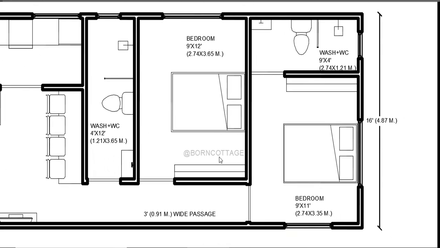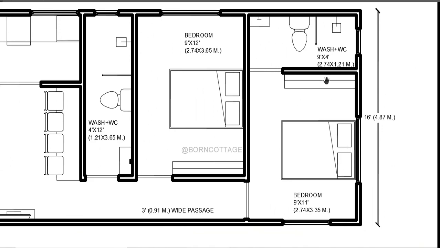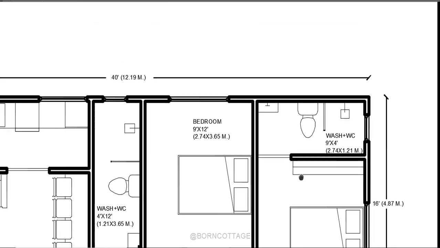So we have bedroom number 2 here. The size of this bedroom is 9 feet into 11 feet, in meters 2.74 into 3.35 meters. You can see here the bed arrangement, wardrobe arrangement, and we have a large size window for ventilation and light purpose, and also we have an attached washroom plus water closet here with this room.